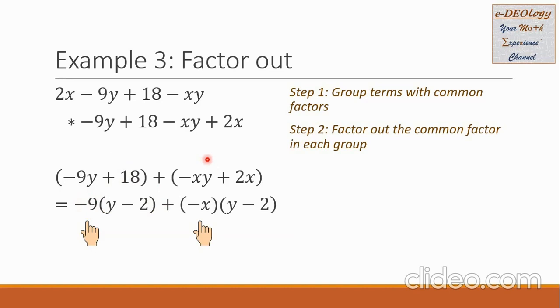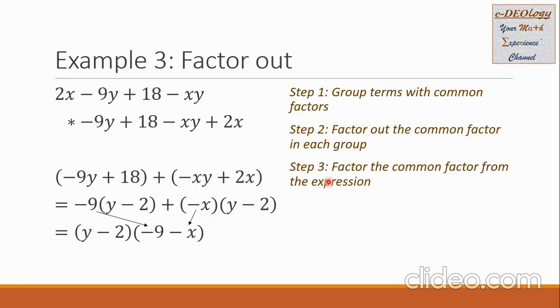Now for the second group, I want that y to be positive also, so I should factor out a -x. So what remains here now is positive y and then negative 2. Let us check again if the factors are correct. I'm going to multiply negative x by y. It will be negative xy. The negative x times negative 2 will be positive 2x. So I'm sure now that these factors are correct for the second group.